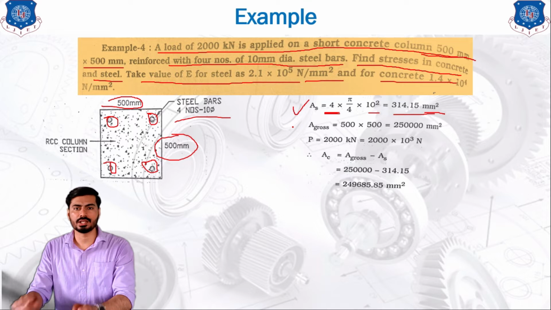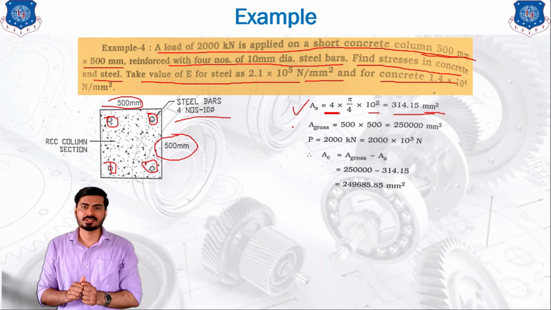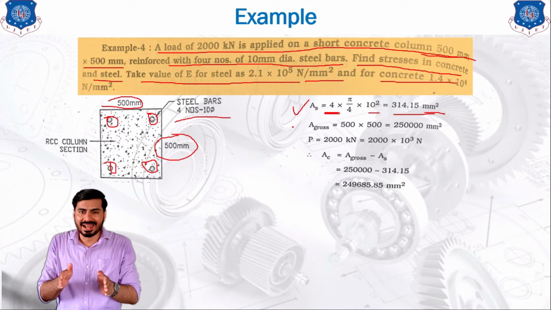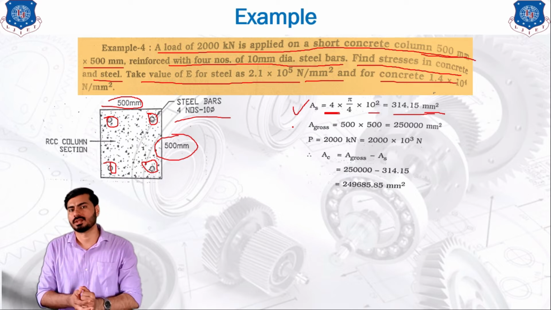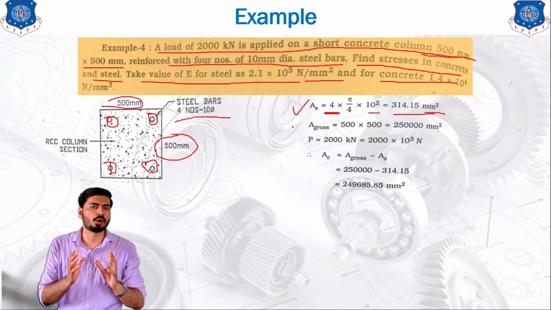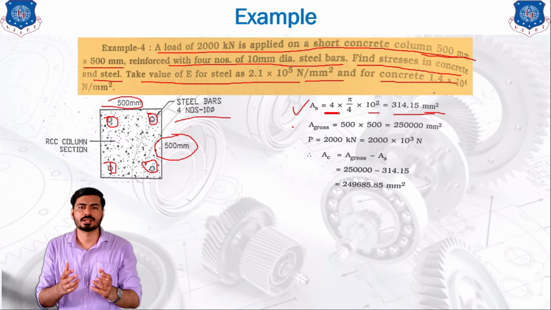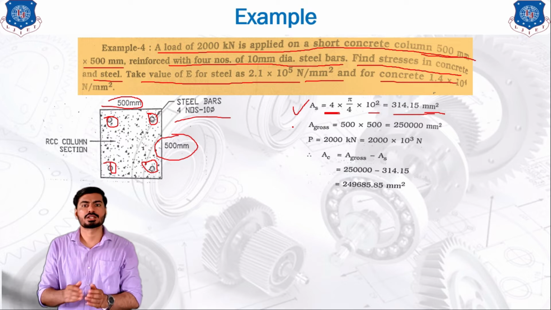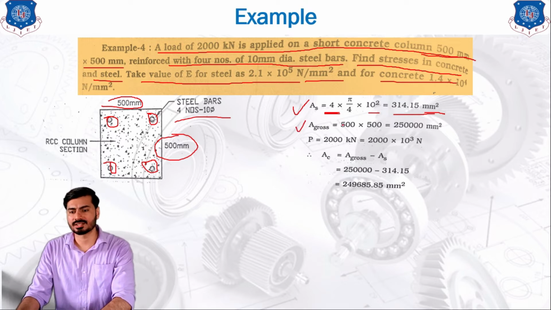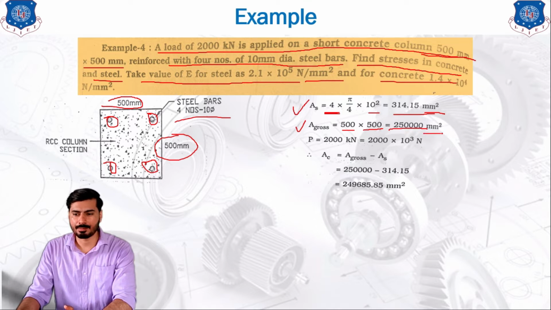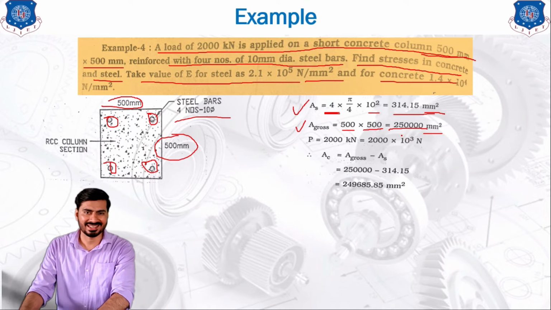Now we are going to calculate the gross area. What is gross area? It is the area of the entire cross section of the column. It is not a particular area of the concrete or steel. What is the gross area? The entire square. So if you want to calculate the square area, then you will see that 500 by 500 is the gross area. The 25 into 10 raised to 4 mm square is your final answer for the gross area.